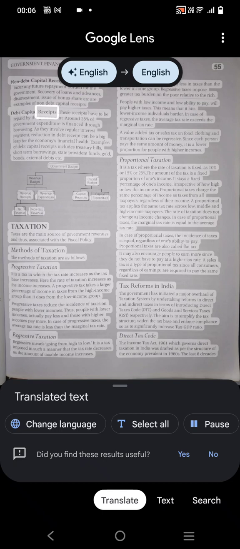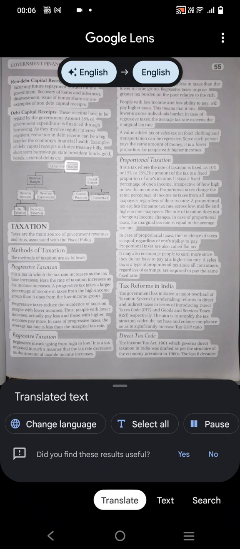Debt capital receipts. These receipts have to be repaid by the government. Around 25% of government expenditure is financed through borrowing. As they involve regular interest payments, a reduction in debt receipts can be a big leap for the economy's financial health. Examples of debt capital receipts include treasury bills, short-term borrowings, state provident funds, gold bonds, external debts, etc.